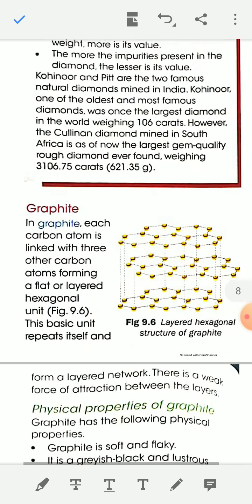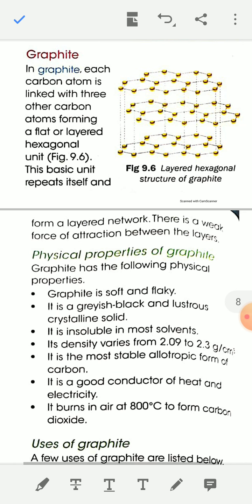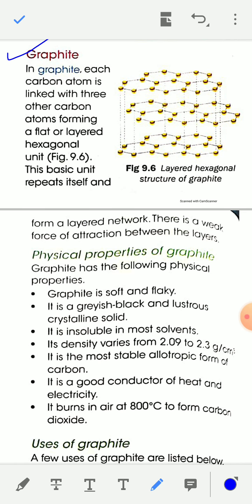Now, second form of carbon is graphite. It is also a crystalline form of carbon, and the structure is given. You can see the layered hexagonal structure of graphite.